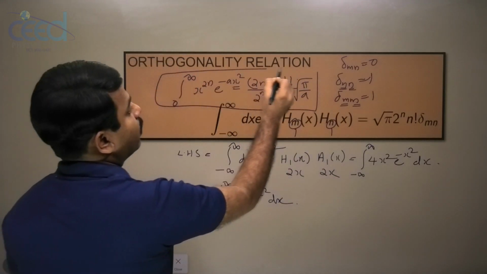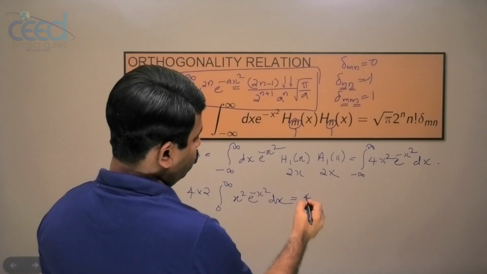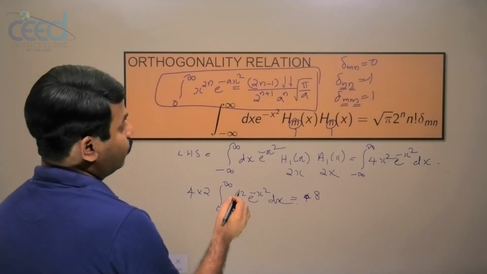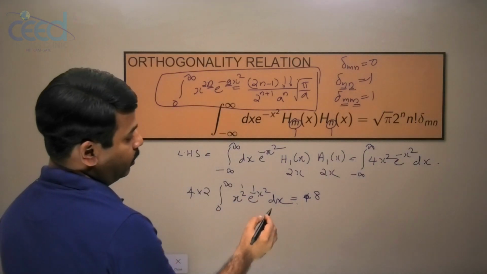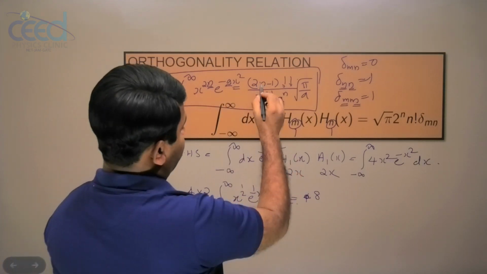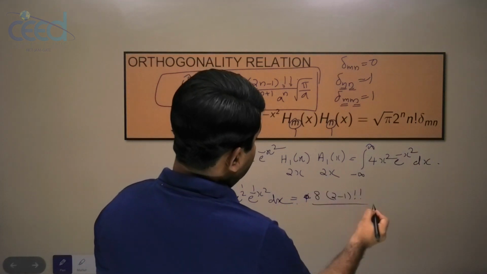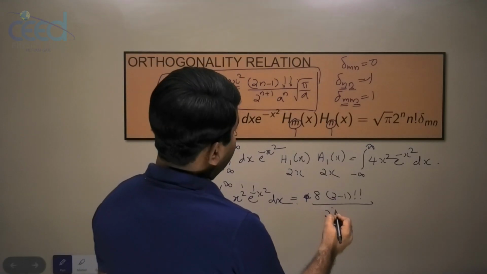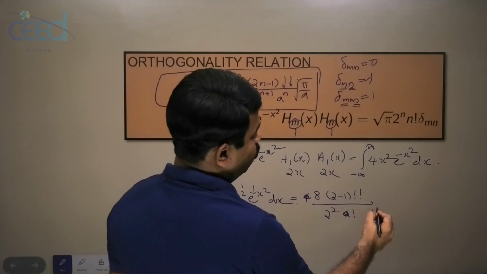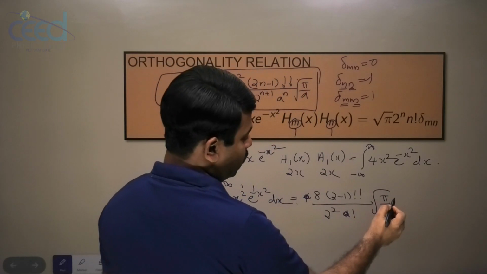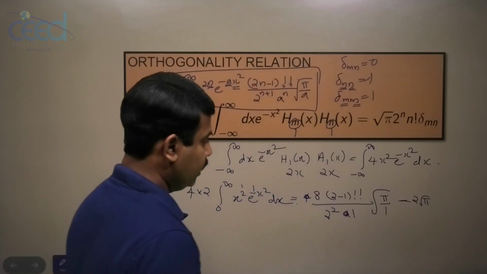This is that formula. Now here you substitute that value 4 into 2, that is 8. And what is this value here? Instead of a, we have 1 here. Instead of n, we have 1 here. Then we substitute that value here. N is equal to 1 means 2 minus 1 double factorial divided by 2 raised to n plus 1, that is 2 square, and n is 1, that is a. A is again 1, then root pi by 1, so 2 root pi, right?